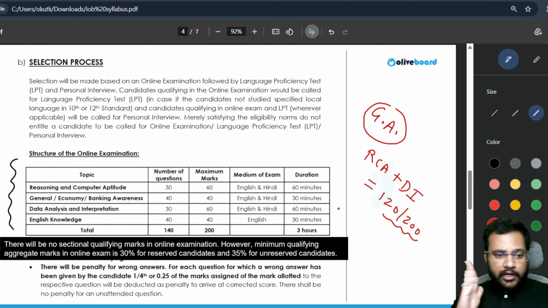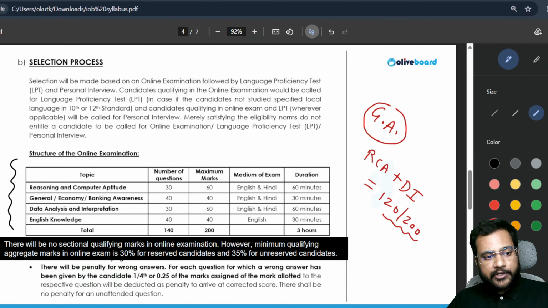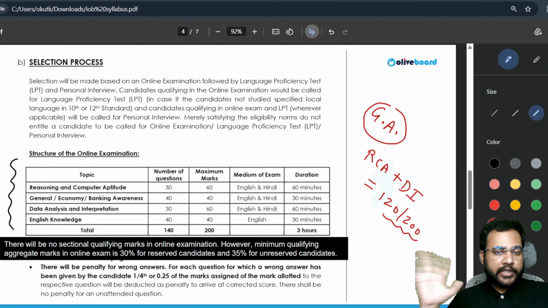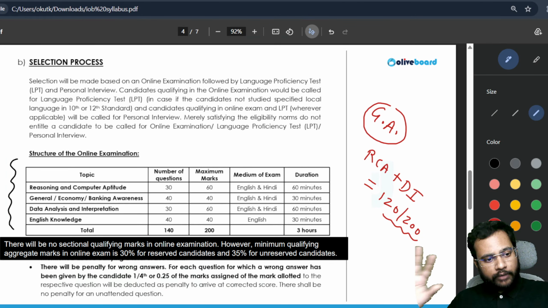All right. So what you have to do now? Firstly, you have to start solving the previous year question papers. When you go to the previous year question papers, try to solve them in the given time period. That is, if you're solving the reasoning and computer aptitude section from the PYPs, you should take not more than 60 minutes. It should be less than 60 minutes. Whatever you are able to solve, try that in 60 minutes.